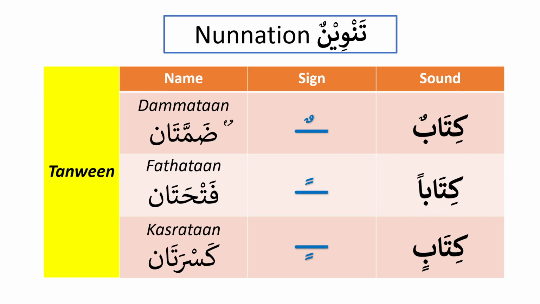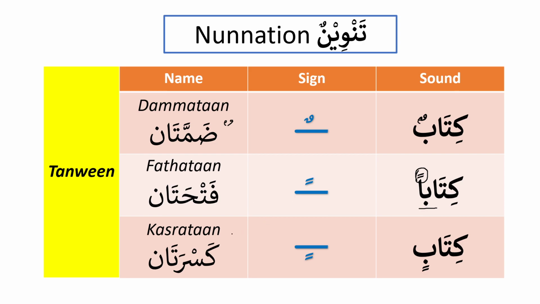For example, we have over here kitabun, so we have two dhammas over here, or we say dhammatan, so it is kitabun. Similarly, we have fathatan, which is again two strikes, and when we discuss more about this, inshallah, you will see that the word, when it has fathatan, it also needs an extra alif, and that is for different reasons. So inshallah we will discuss that. So fathatan was basically fatha before, and now it became two, so it has become fathatan.